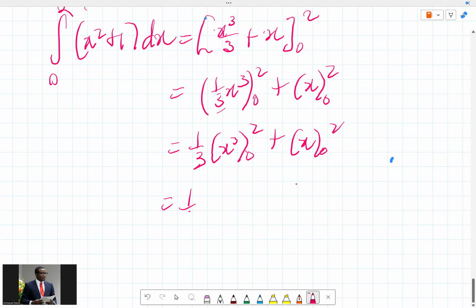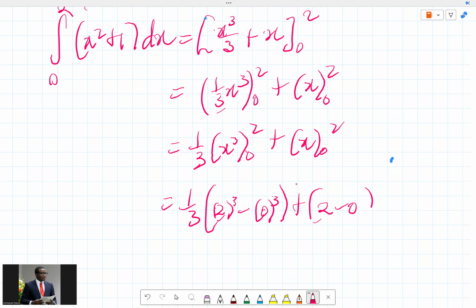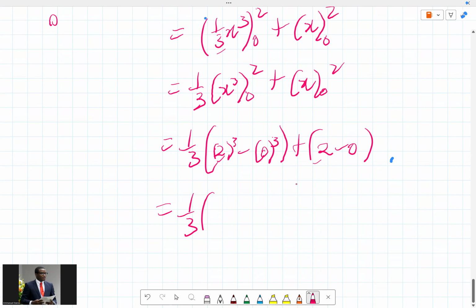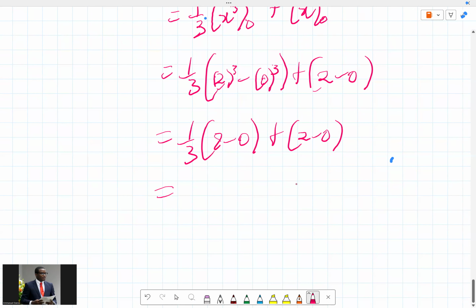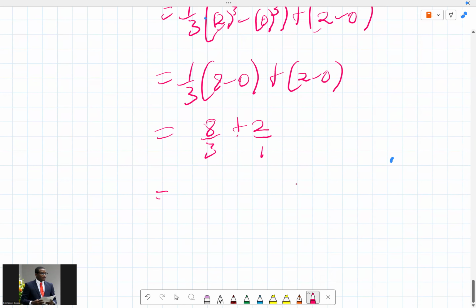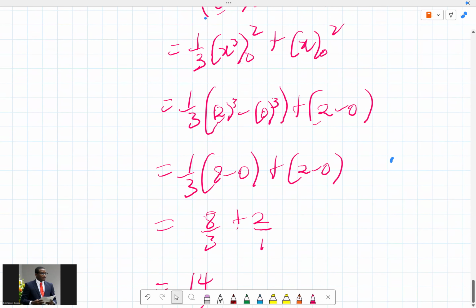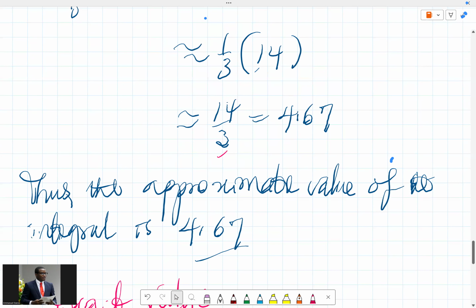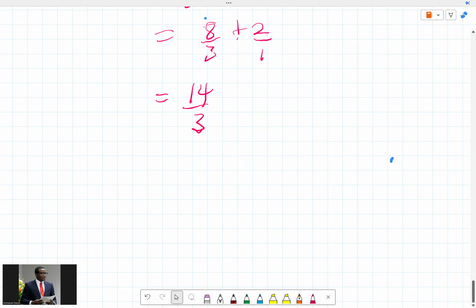So that is equal to 1 over 3 into, when you put 2 into x, you have 2 raised to 3 minus 0 raised to 3, plus 2 minus 0. So this is 1 over 3 into 8 minus 0, plus 2 minus 0. So we have 8 over 3 plus 2 over 1. 2 over 1 is obviously 6 over 3. Everything together is 14 over 3. And you can see that looks like what we already have here, right? So you can see this is really close. So this is approximately 4.67.